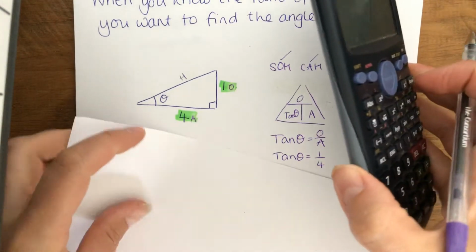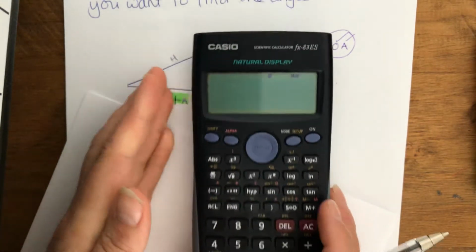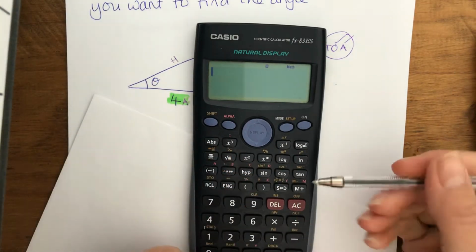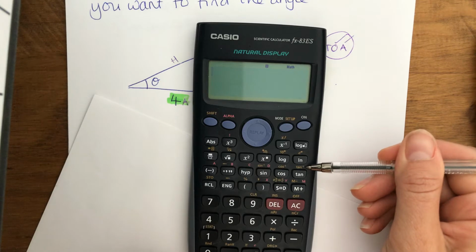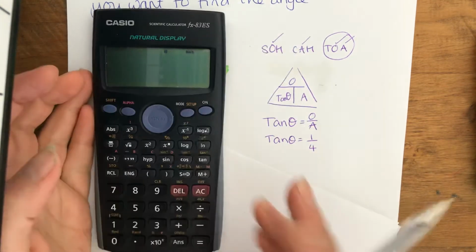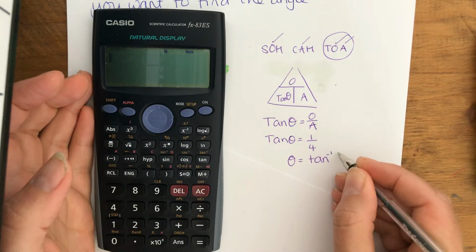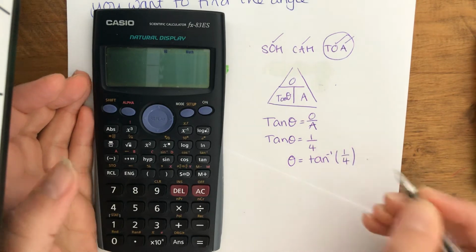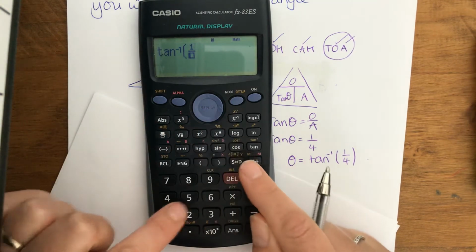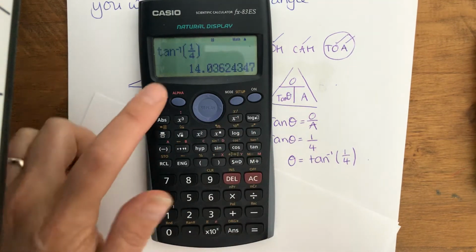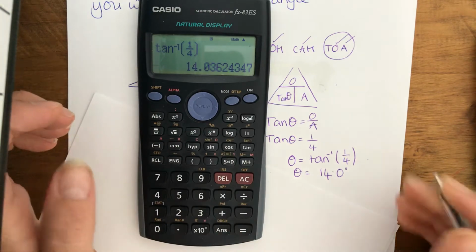Now everything in maths has got an inverse. The inverse of timesing is dividing, the inverse of adding is subtracting, the inverse of squaring is square root. Well, above the sine, cos and tan buttons is this that says tan to the -1. We call it inverse tan. So to undo the tan, to find out the angle, you press tan to the -1 of a quarter. You press shift tan and then you put in a quarter. The angle is 14.0 degrees.